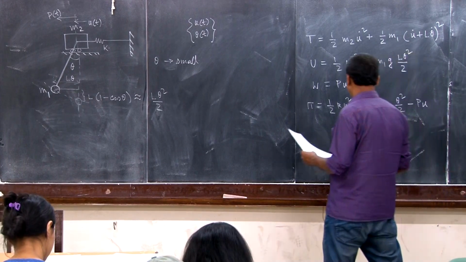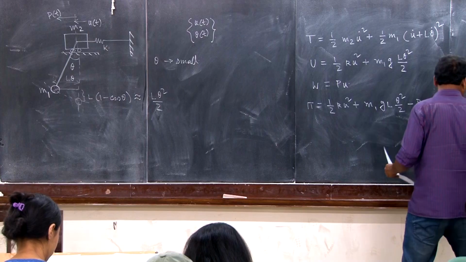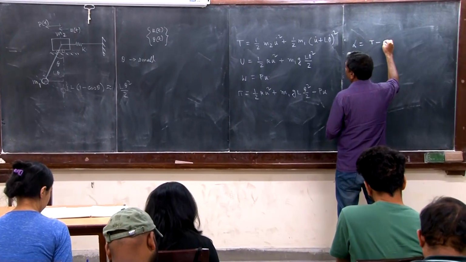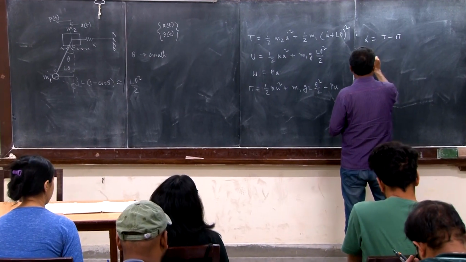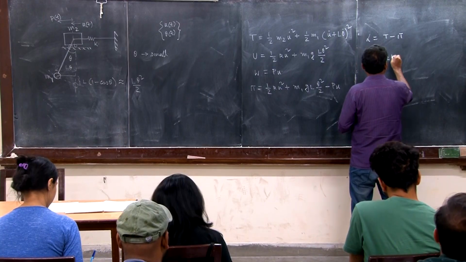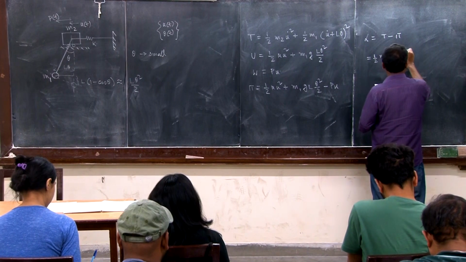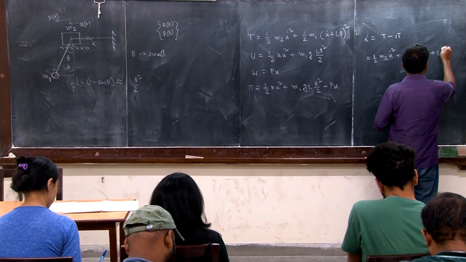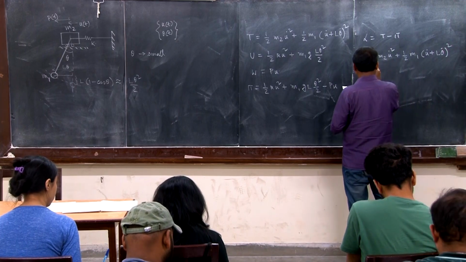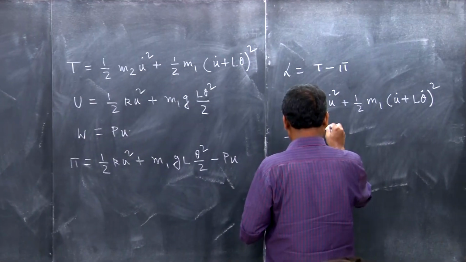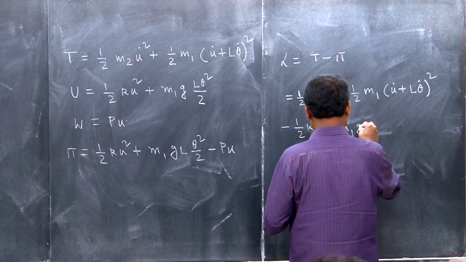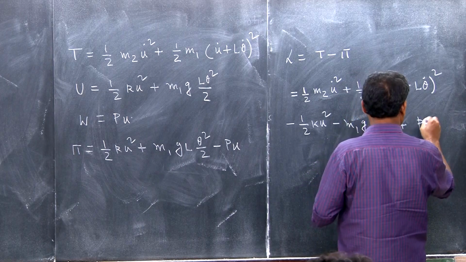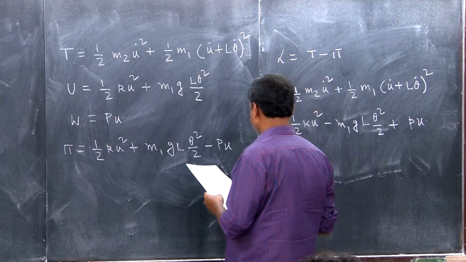So the Lagrangian, if you define it as kinetic energy minus potential energy, is half M2 u dot square plus half M1 (u dot plus L theta dot) square minus half K u square minus M1 g L theta square by 2 plus P into u. And you can write down the equations of motion.